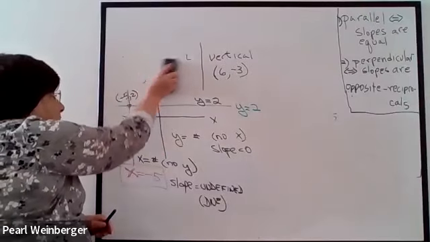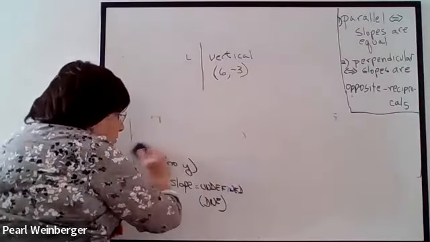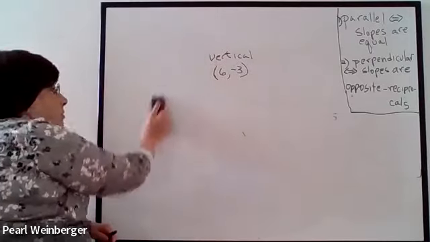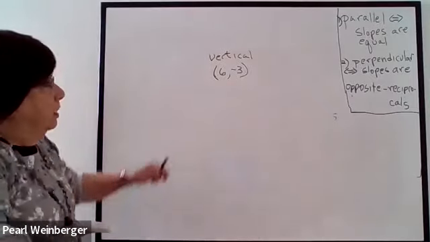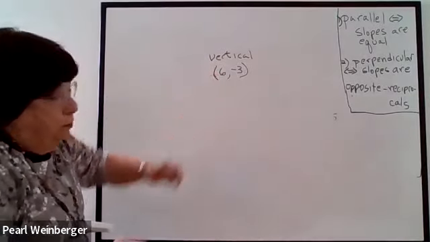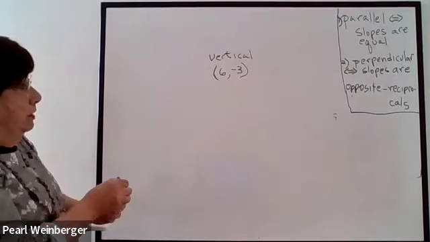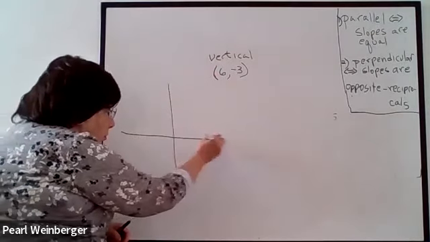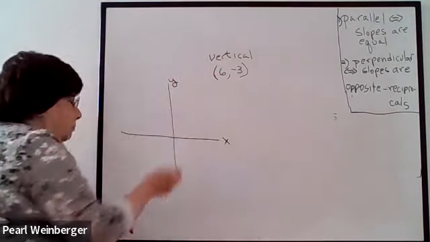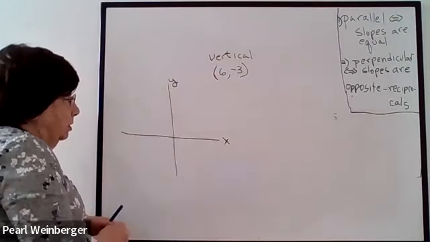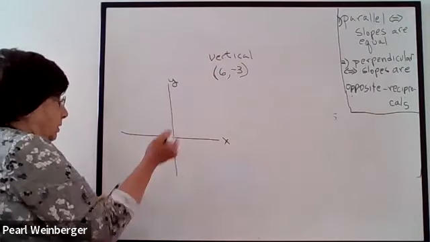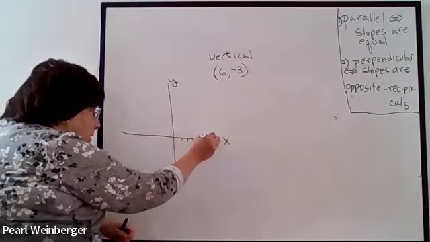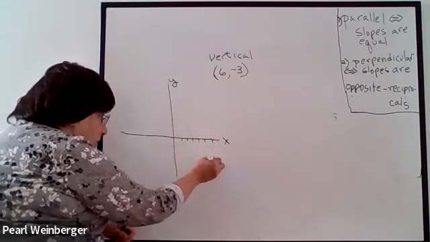Let's look at this. I want the equation of a line that's a vertical line that goes through the point 6, -3. Now I'm going to draw this, but you don't have to draw. All you have to do is write the equation. Where's the point 6, -3? It's 6 to the right and 3 down.